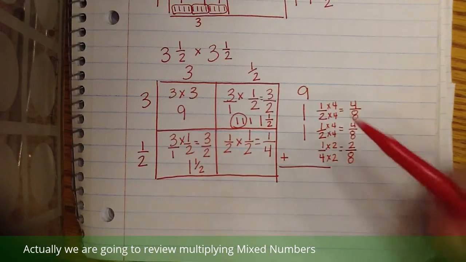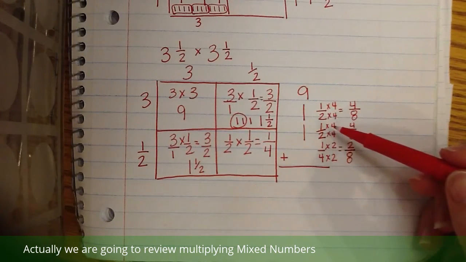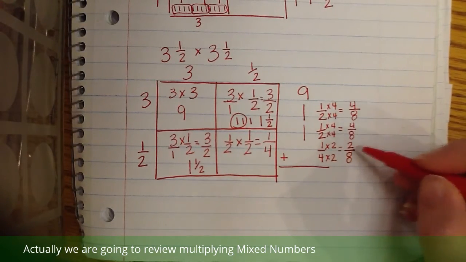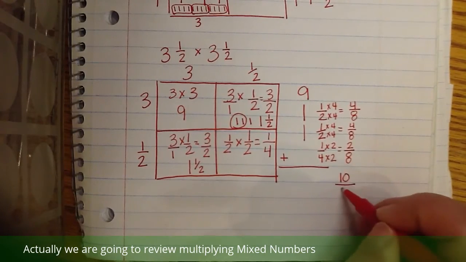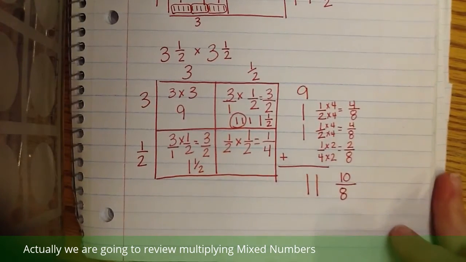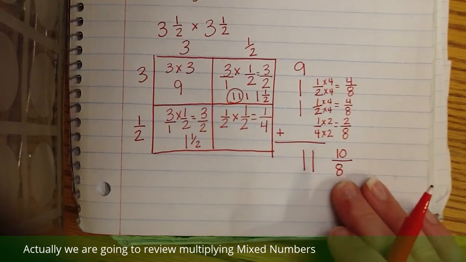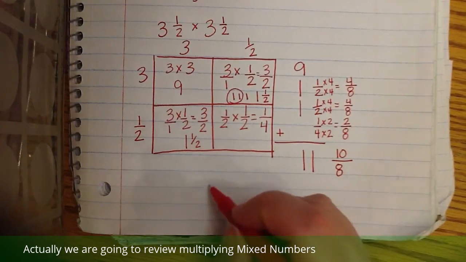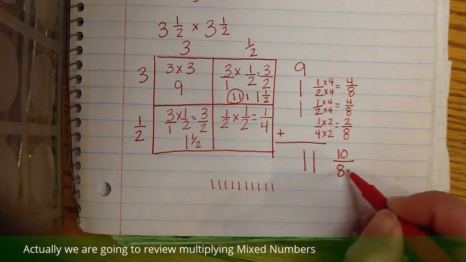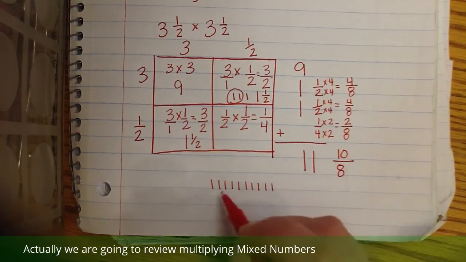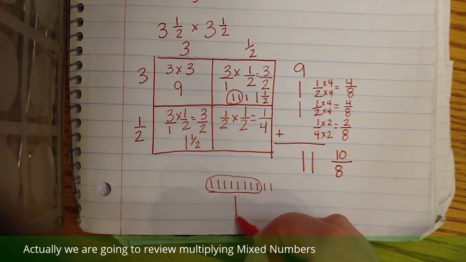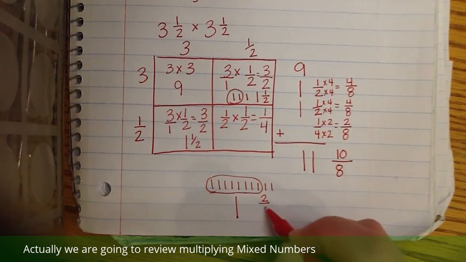So let's look at what I did. I had 3 numbers this time, but 2 of them were the same, so I just multiplied it by the other. 4 plus 4 is 8, 2 more is 10. What do I know about 10 eighths? It is improper. So I have to change 10 eighths into a mixed number. 1, 2, 3, 4, 5, 6, 7, 8, 9, 10. How many go in a group? 8. 1 whole group, 2 left over.